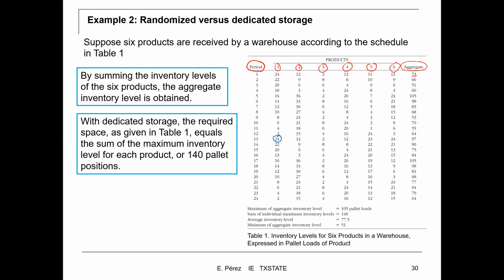For product 2, that will be 36. For product 3, that will be 8. For product 4, that will be 24, unless there's another number. For product 5, that will be 24, I believe. And for product 6, we also have 24.